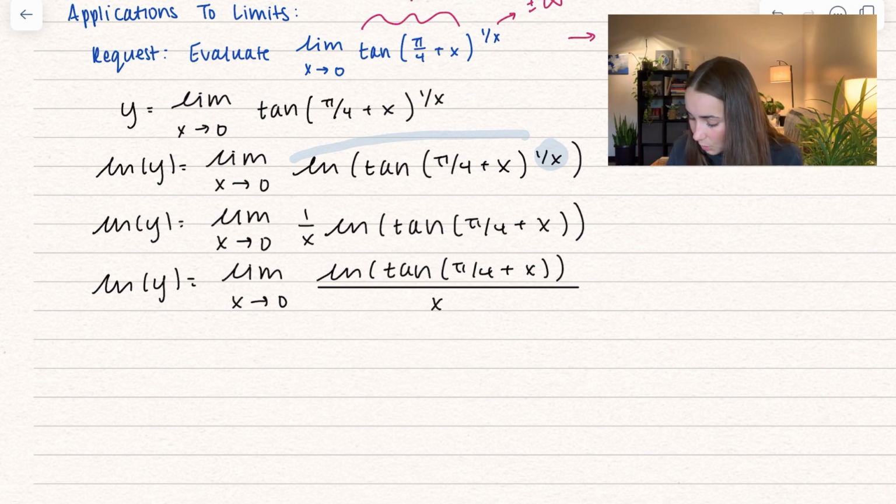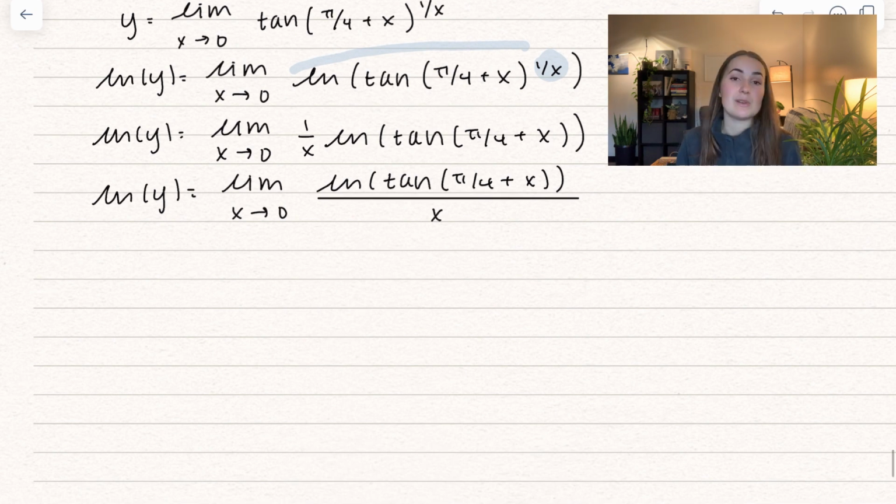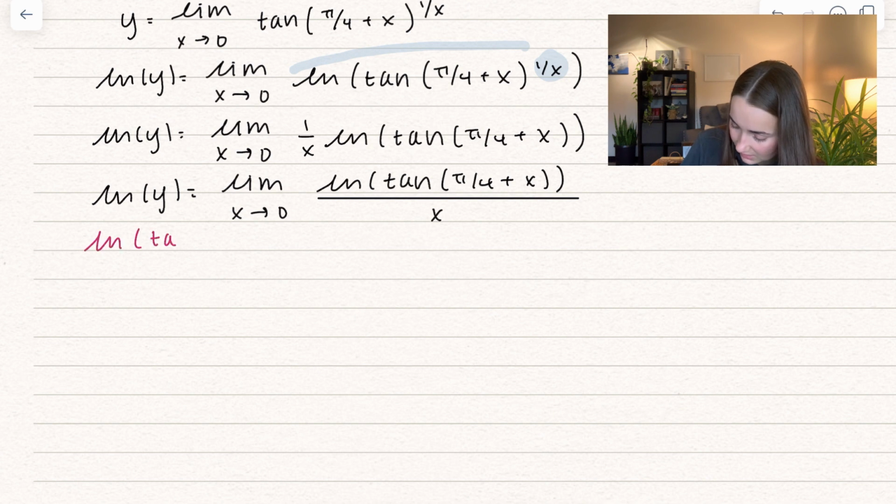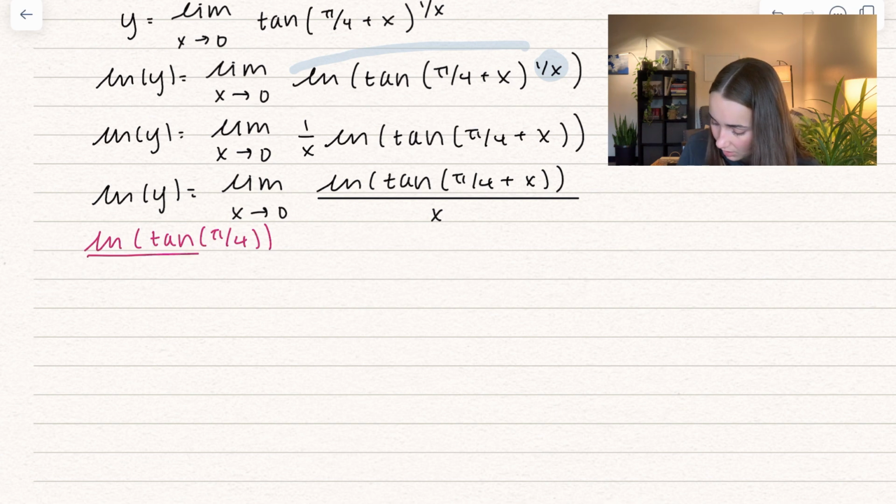So now let's go ahead and try direct substitution because we actually need to see the indeterminate form. So I'm just going to plug it into this right side. So we get the natural log of tangent of pi over 4 plus 0. So I'm just going to say pi over 4, and this is going to be divided by 0. We already know this is illegal, but we don't know if it's indeterminate form, so I'm going to keep solving.